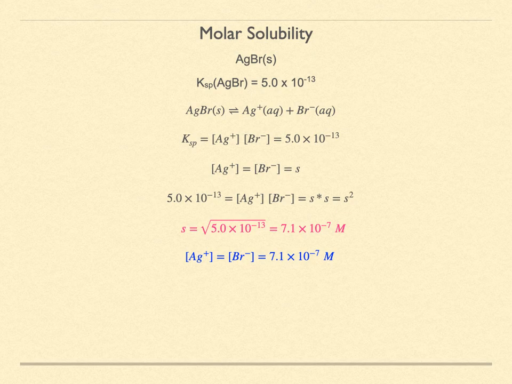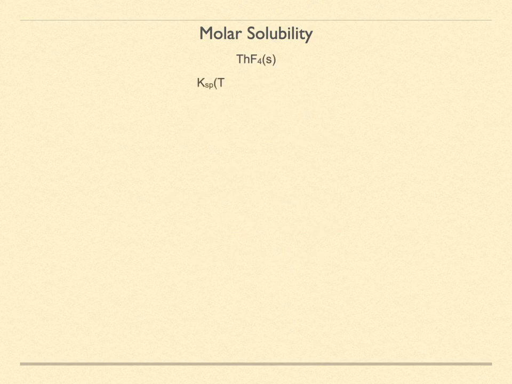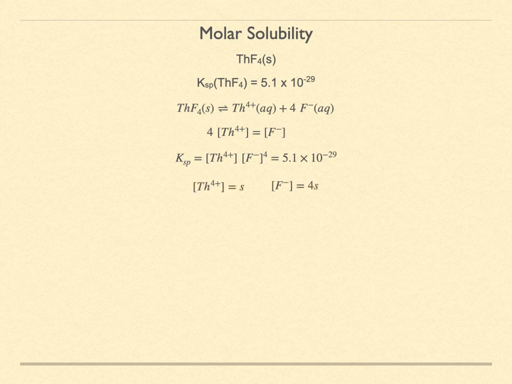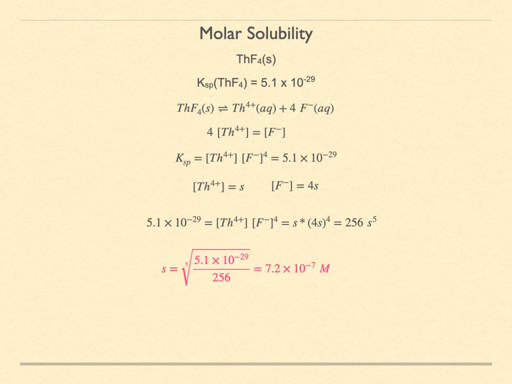The stoichiometry is the one aspect of these problems to look out for. Now here's a slightly more complex problem. Thorium fluoride, ThF4, has a KSP of 5.1 × 10⁻⁹. The solvation equation points out that whatever the equilibrium ion concentrations are, the fluoride ion must be 4 times that of the thorium ion. The equilibrium constant expression must have thorium to the first power, but fluoride to the fourth power. Let S equal the thorium equilibrium concentration, then the fluoride equilibrium concentration must be 4S. Substitute these in, and KSP must equal S times 4S to the fourth power, or 256 times S to the fifth power. Solving for S gives us 7.2 × 10⁻⁷ molar for the molar solubility.